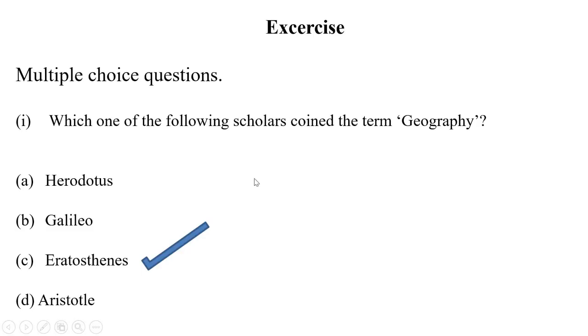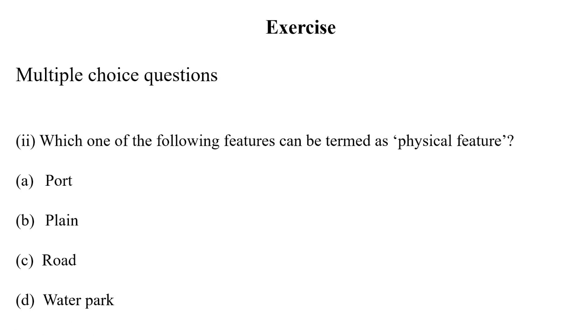The next question for you is, which one of the following features can be termed as physical features? Option number 1, pole. Option number 2, plain. Option number 3, road. And option number 4, water park. And the right answer for you is plain.